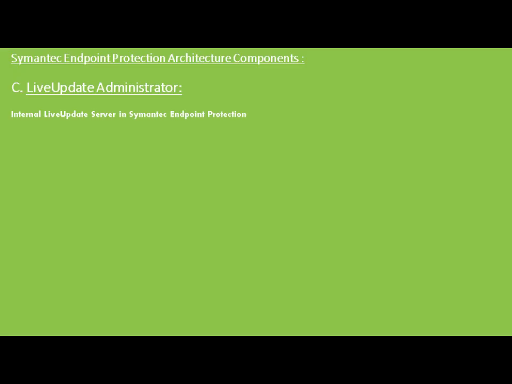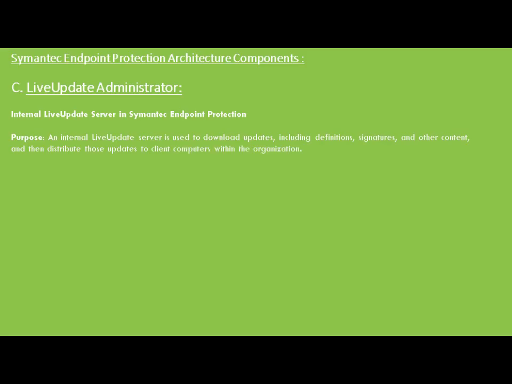So, the internal Live Update server in Symantec Endpoint Protection. What is its purpose? An internal Live Update server is used to download updates, including definitions, signatures, and other content, and then distribute those updates to client computers within the organization. This is typically done to streamline the update process and ensure that all endpoint devices within the network are kept up to date with the latest security content.